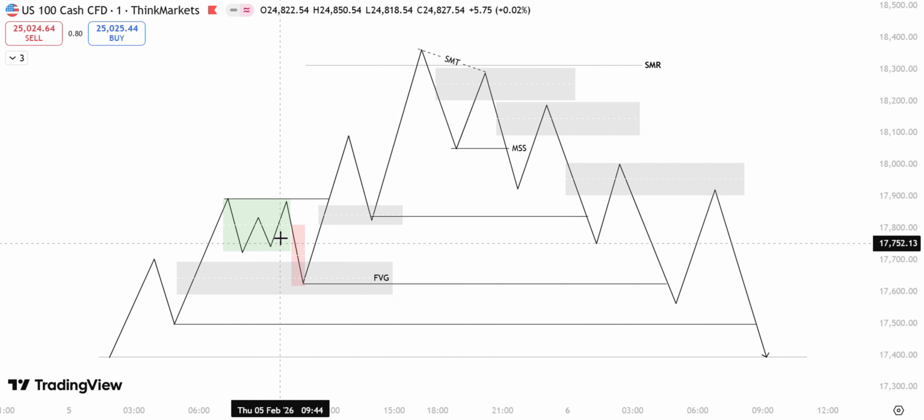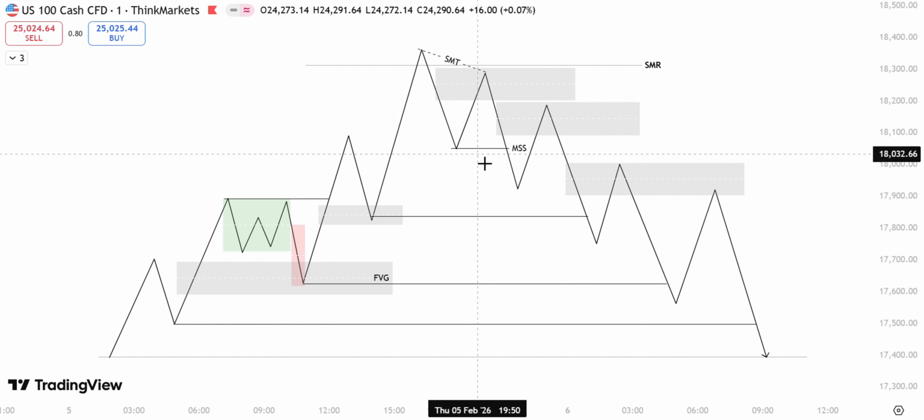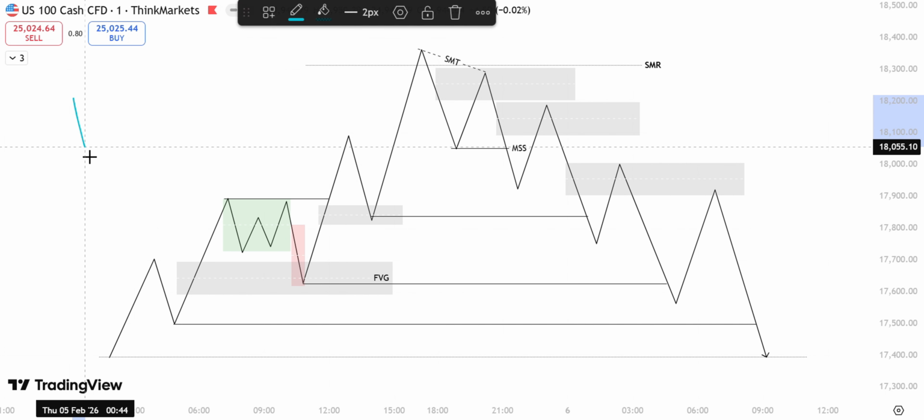So you got this accumulation, the manipulation, the distribution. And I showed you guys in the previous example the market maker buy model, which is this.